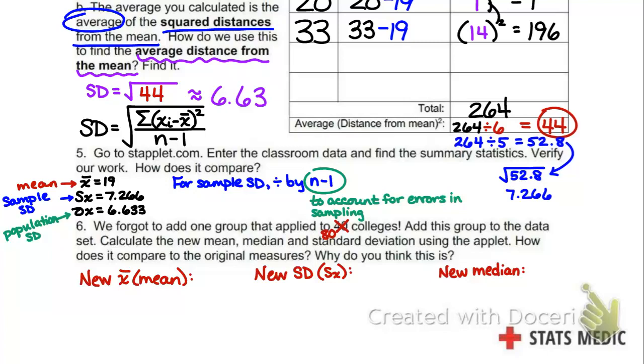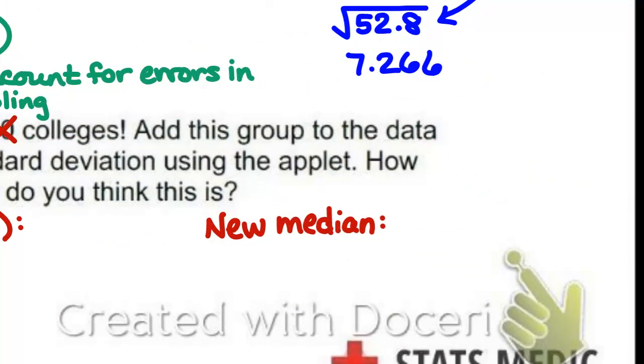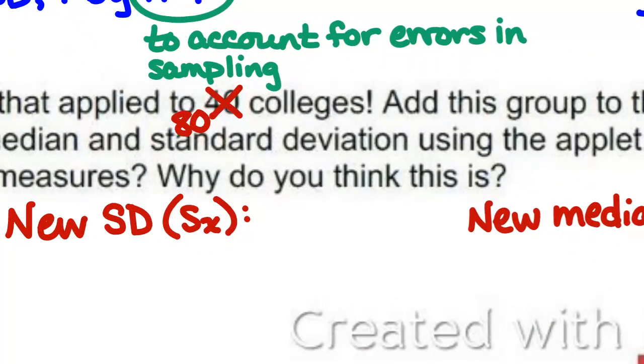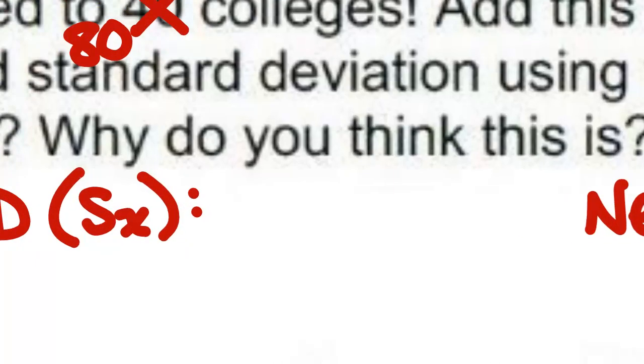Does anybody need me to go through those directions again? Because I'm happy to. All right, so let's go ahead and record these. New median is 18. The new sample standard deviation, SX, this is the one that I'm recording for our sample standard deviation, 23.99.